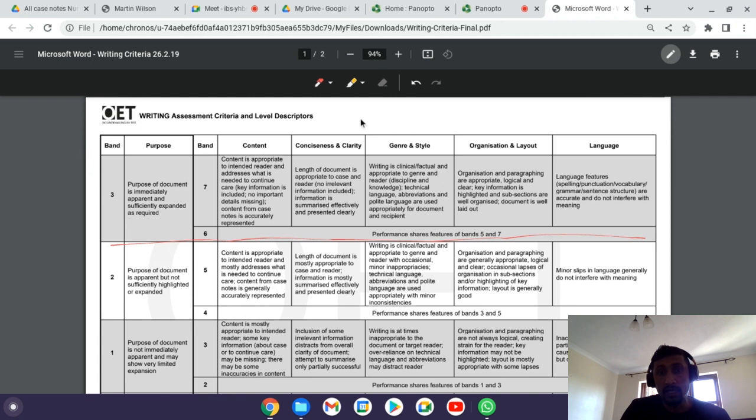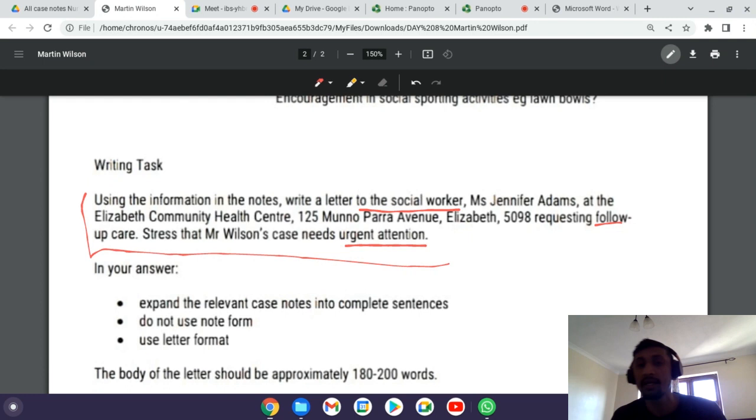So the purpose of the document must be immediately apparent. To make it immediately apparent, what do you need to do? You have to tell what the present complaint of the patient is. That should be in the introduction. And what is the immediate purpose of the letter? Those are the two important things you have to say in the introduction.